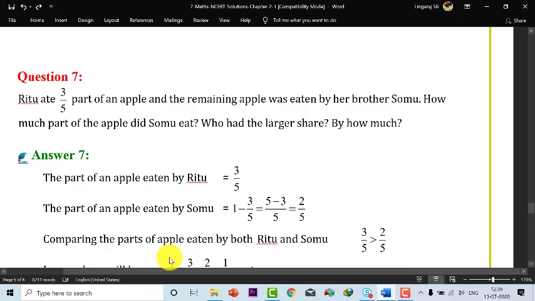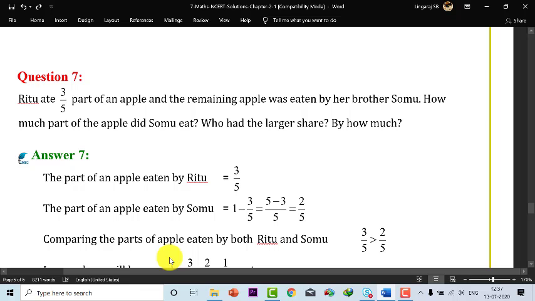Ritu ate 3/5 part of an apple and the remaining apple was eaten by her brother Somu. How much part of the apple did Somu eat? Who had the larger share and by how much? So solution: the part of the apple eaten by Ritu is equal to 3/5 and the part of the apple eaten by Somu is equal to 1 minus 3/5. Here 1 does not have any denominator, so we consider it as 1 over 1.